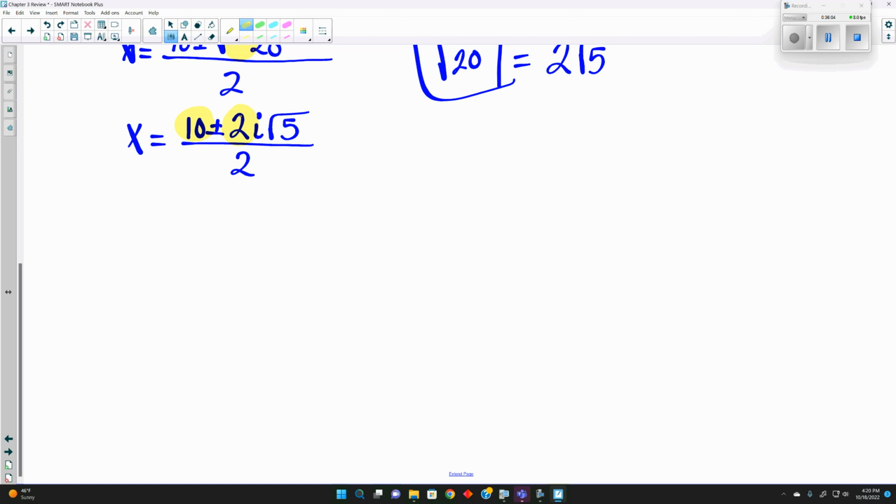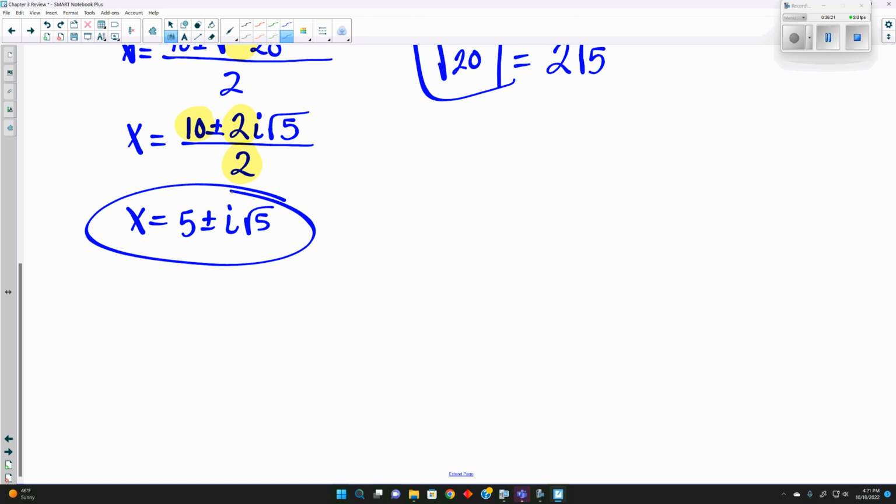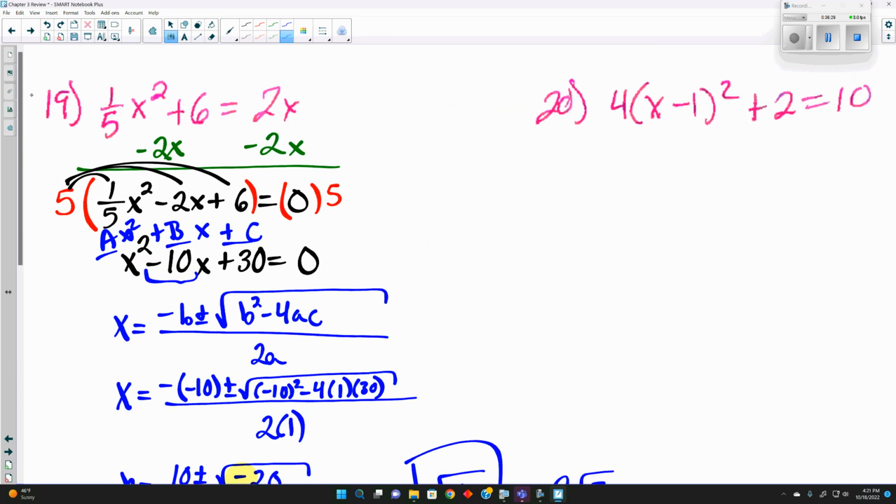And we're almost done. Because if I look at this here, is 10 and 2. Are both of these divisible, not just those two, are all three of these divisible by 2? Well, yes. So we can actually simplify, because 10 divided by 2 is 5. 2 divided by 2 is 1, so we're left with i times square root of 5. So our answer is 5 plus or minus i square root of 5, and that there is our answer. So that one there did have some complex answers, but we can still get to the same answer.